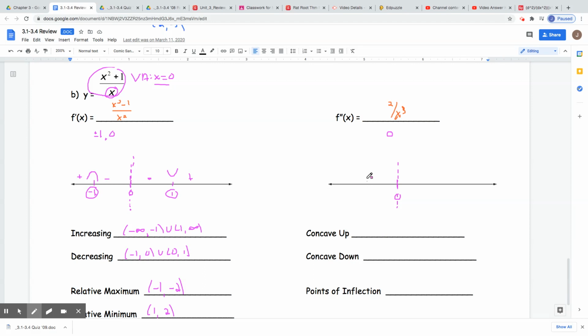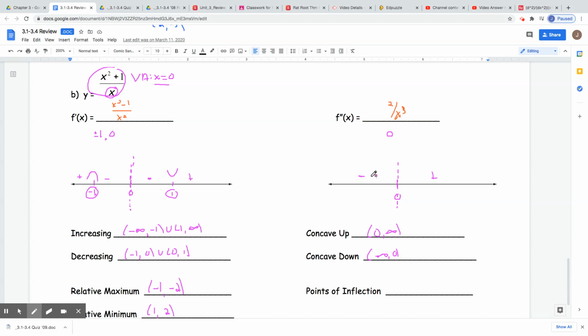So I plug a negative 1 into the second derivative. 2 over negative 1 is negative. If I plug in a positive 1, I get a positive. So anywhere the second derivative is positive, it's concave up, from 0 to infinity. It is concave down wherever the second derivative is negative, from negative infinity to 0.